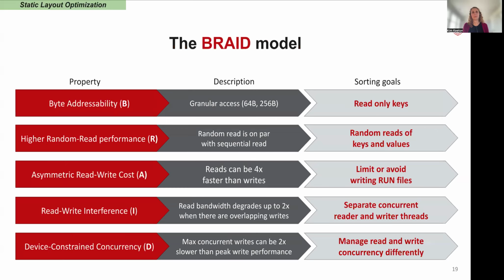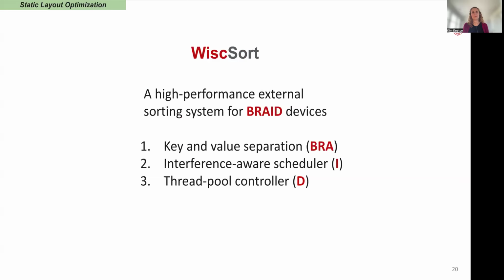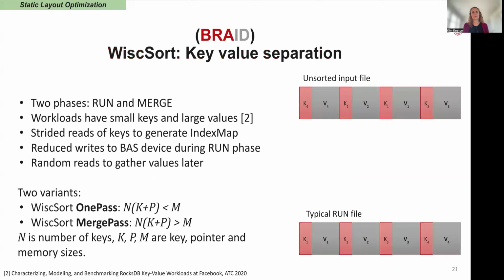So based on these principles, this model, we designed WiscSort, a high-performance external sorting system for BRAID devices. We achieve BRAID compliance through three different mechanisms: key-value separation, interference-aware scheduling, and a thread pool controller. I'm going to very quickly go through them. The first three properties are complied with by extending external merge sort, and simply saying we'll still have to run the run and merge phases, but now the workloads have changed.